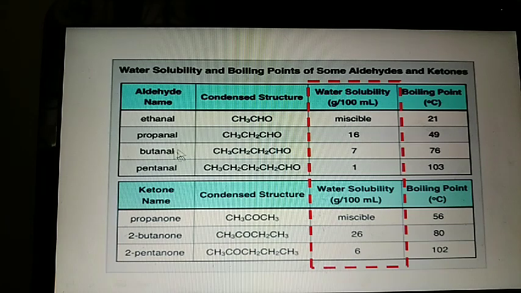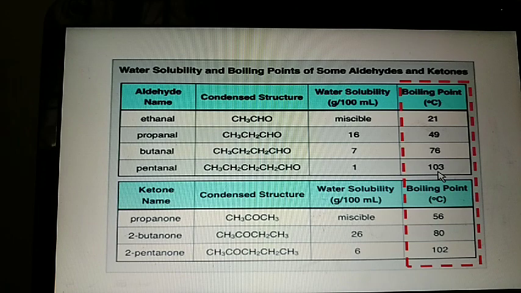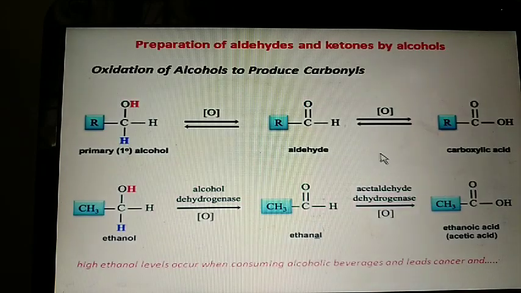You just see ethanol, propanol, butanol and pentanol. In aldehydes, as the number of carbon atoms increases, the water solubility decreases. Similarly in ketones, as the carbon atoms increase, the solubility decreases. Coming to the boiling point, as the carbon chain increases, the boiling point increases, in aldehydes and also in ketones.